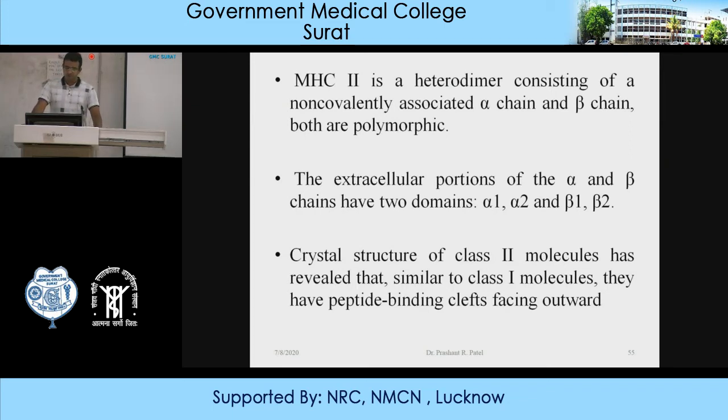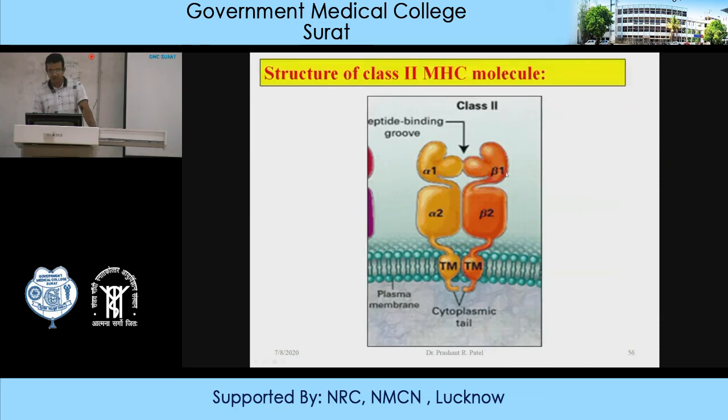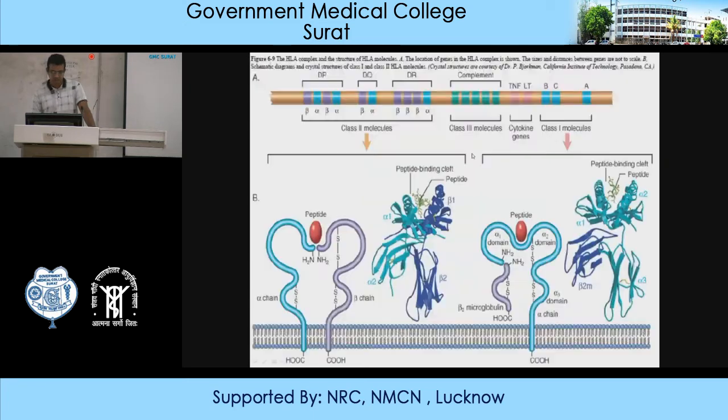The extracellular portion of the alpha and beta chains each have two domains: alpha 1, alpha 2, beta 1 and beta 2. Here the alpha 1 and beta 1 domains produce a groove where the peptide antigen binds. Again, the alpha 1 and beta 1 domains produce a groove where the peptide antigen binds.